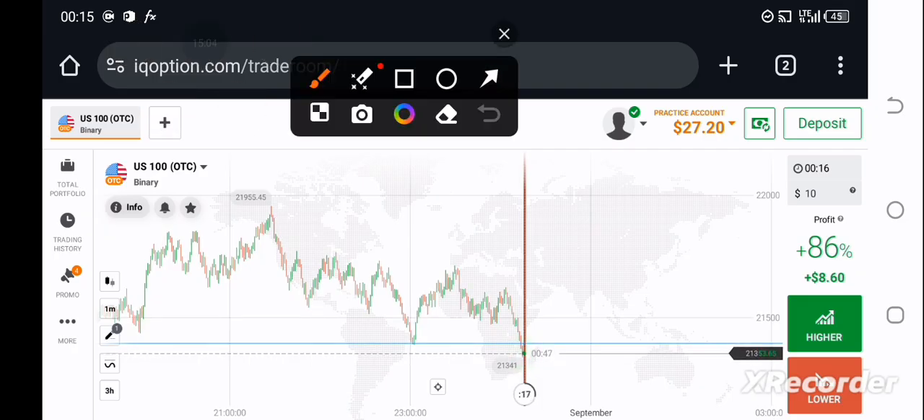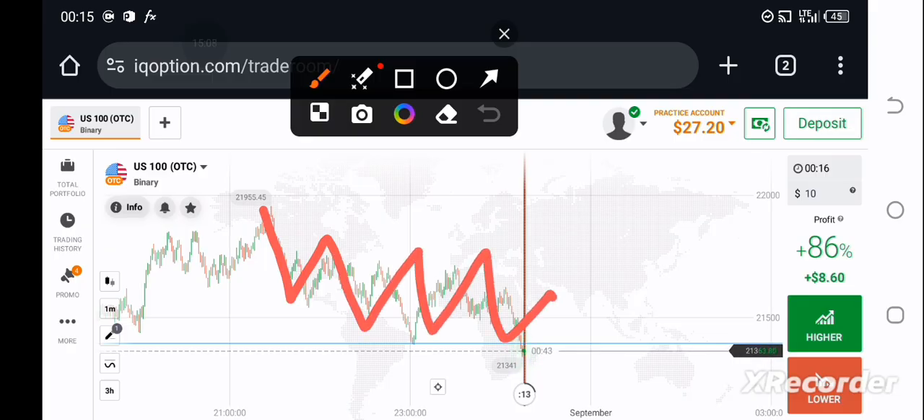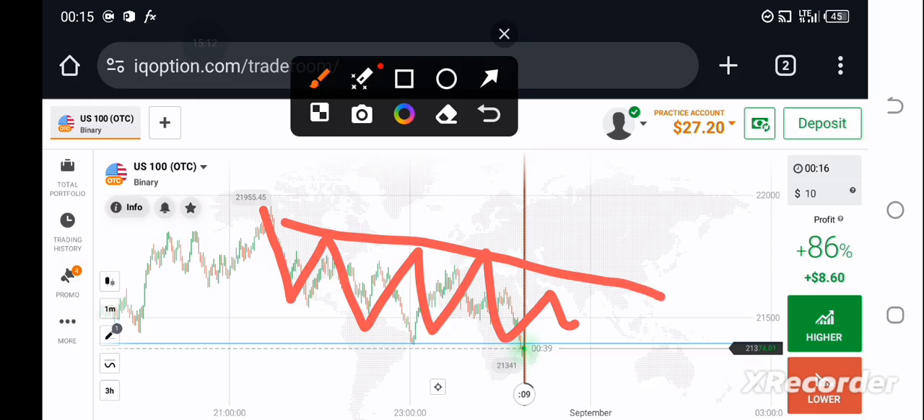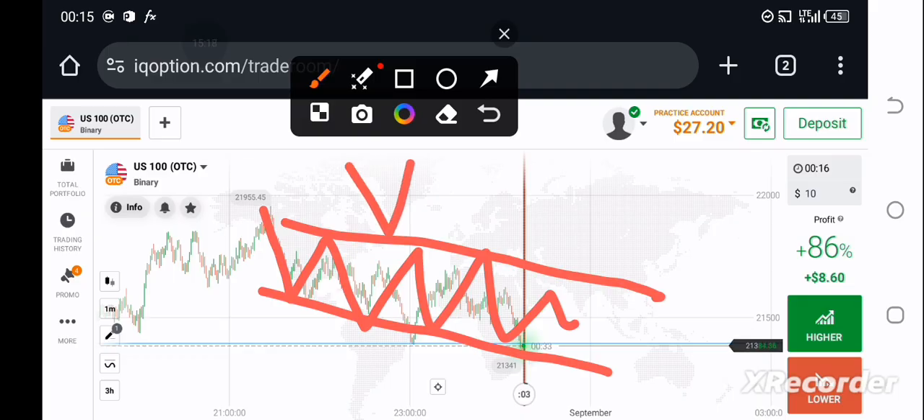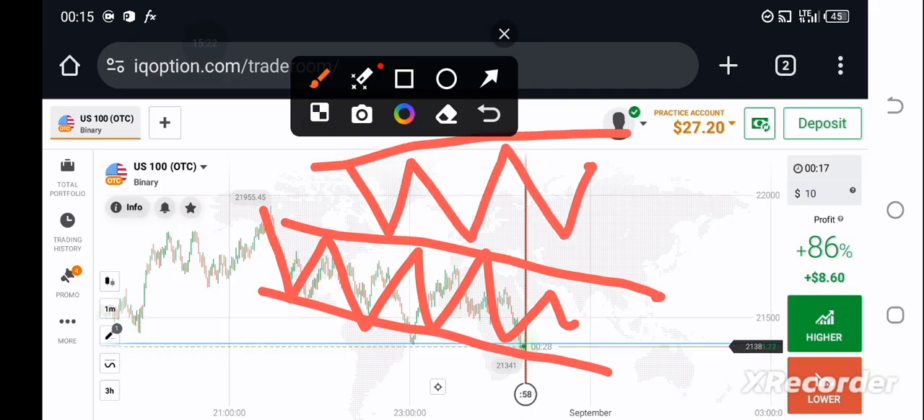Why? Because this is the movement of the market. Look at the market structure. It is a trendy market. So in a trendy market, these are your levels. This is your resistance. This is your support. But in a flat or ranging market like this, this is your resistance. This is your support.